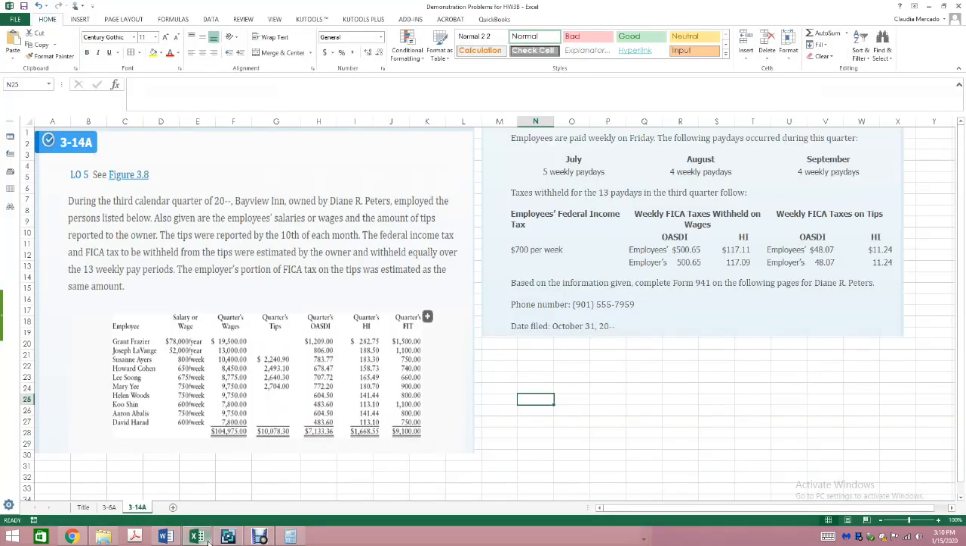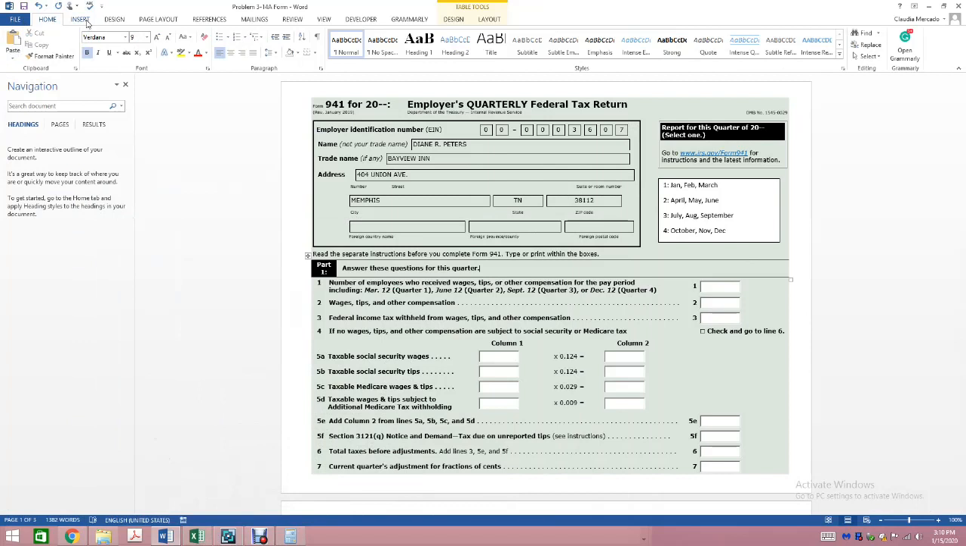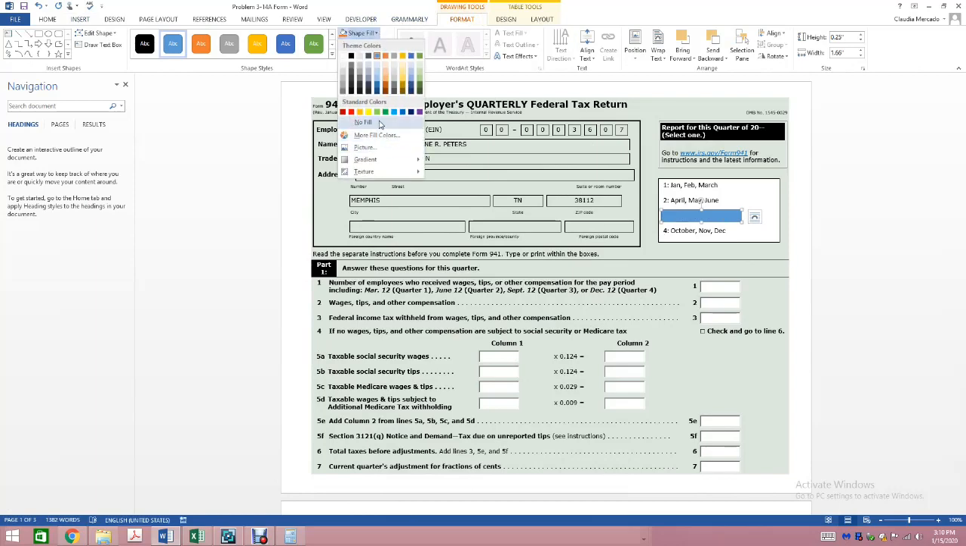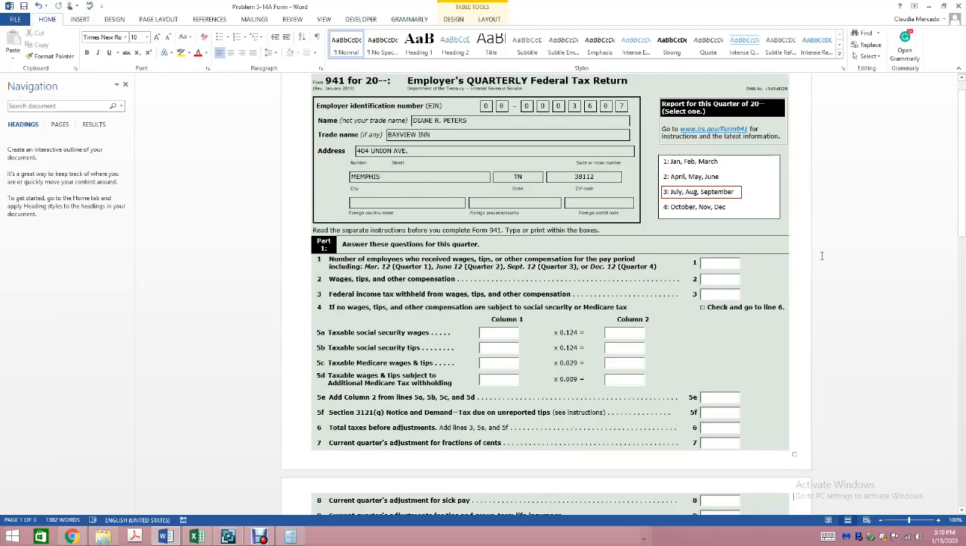Now let's go back to the problem. It says during the third calendar quarter. So your selection should be the third one. We're doing the third calendar quarter. Okay. So when you're doing your homework, you'll have a drop down option and you have to select that one. Okay. The third quarter, or whatever your problem says. Maybe you're doing the second quarter. Maybe you're doing the fourth quarter. You have to read the problem and see what it says. But just make sure that you select the correct quarter.